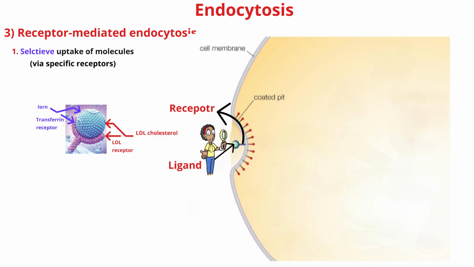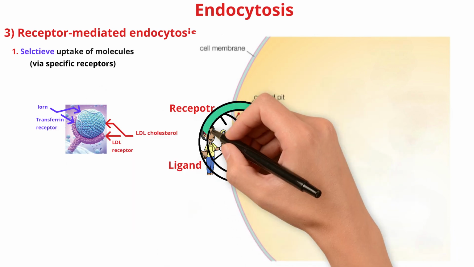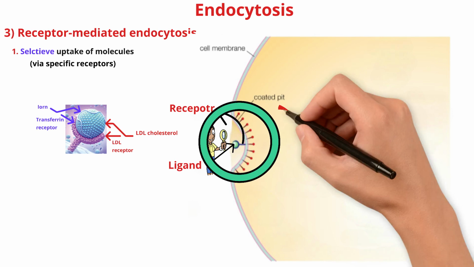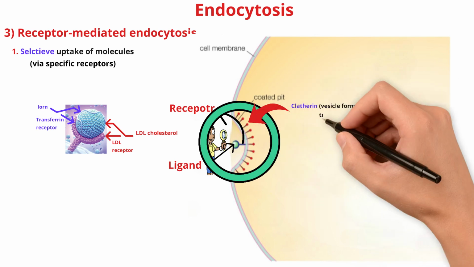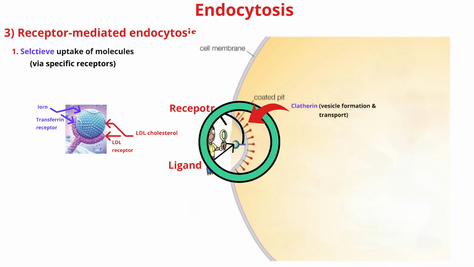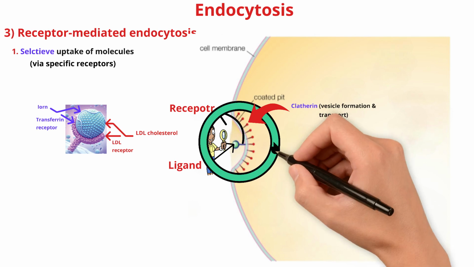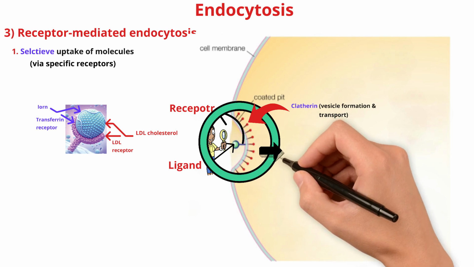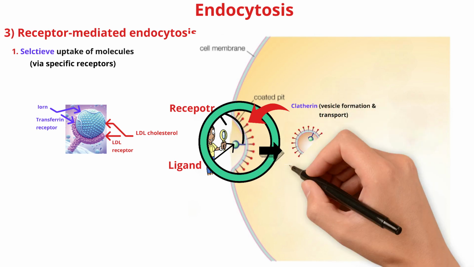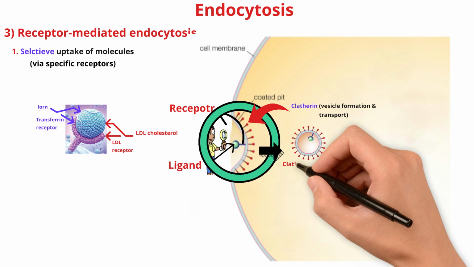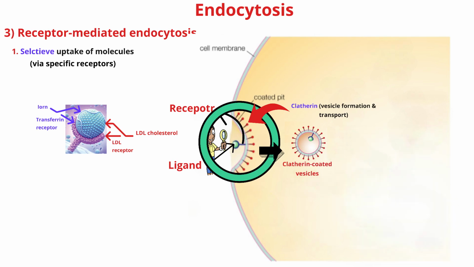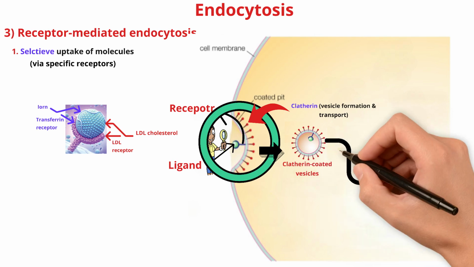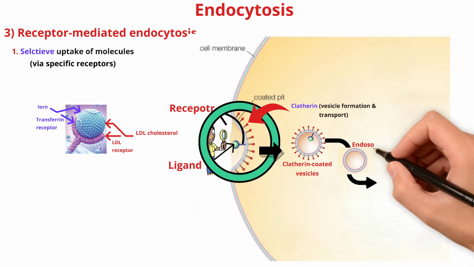In general, membrane receptors are found in regions of the plasma membrane called pits, which is very rich with protein clathrin. This protein is important for the formation and pinching of the vesicle, as well as in transporting the vesicle between different intracellular compartments. Once the ligand binds to its receptor, the pit regions are internalized, and clathrin-coated vesicles are formed. The clathrin-coated vesicle fuses with other endosomes.